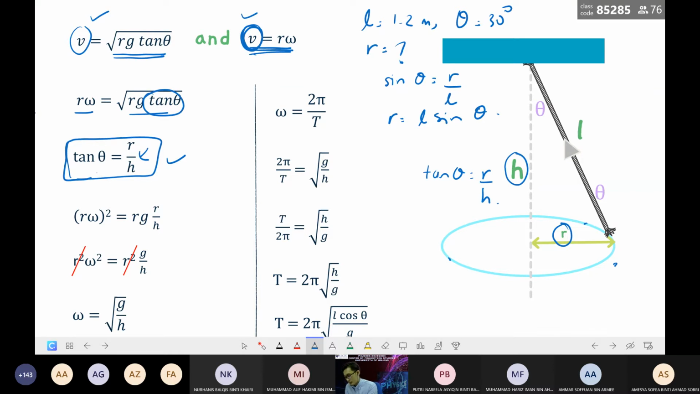2. I bring the square root to the left hand side, square the R omega, and then RG tangent theta is R over H. And we expand this one, R square omega square is equal to R square G over H. Then I can cancel out the value of R square, and only omega is left. So for the conical pendulum, we can get omega from this equation.